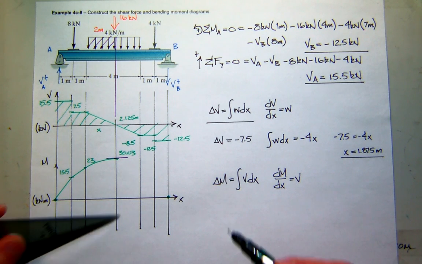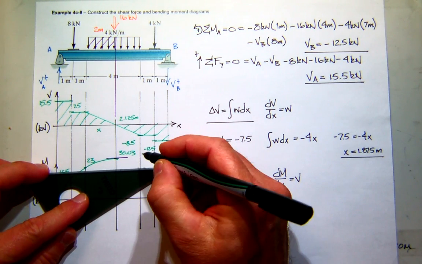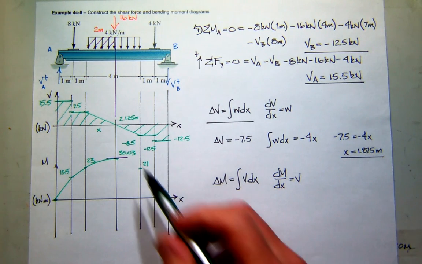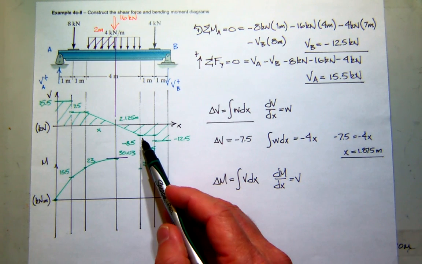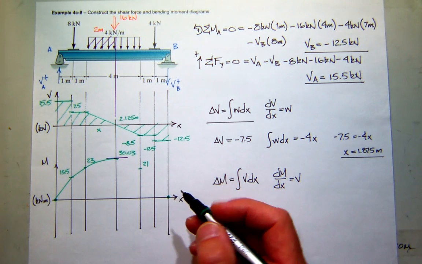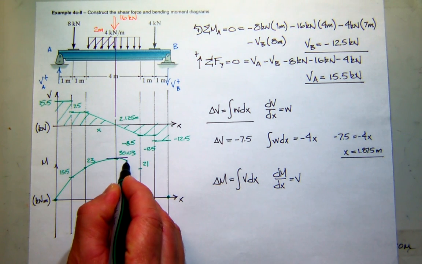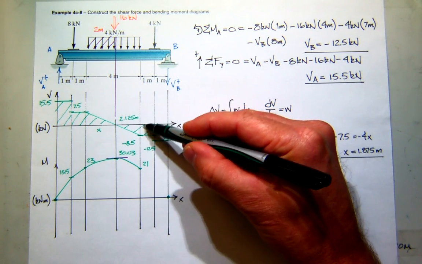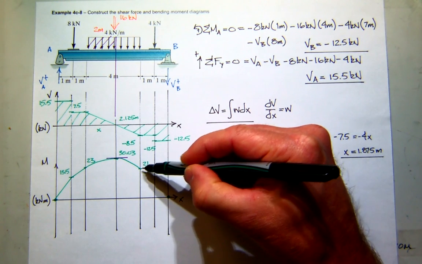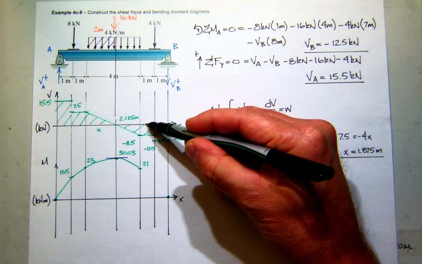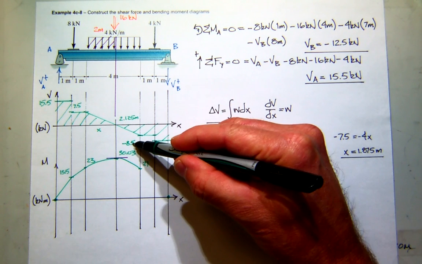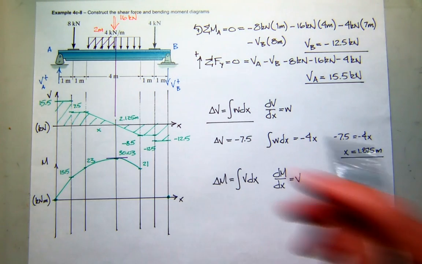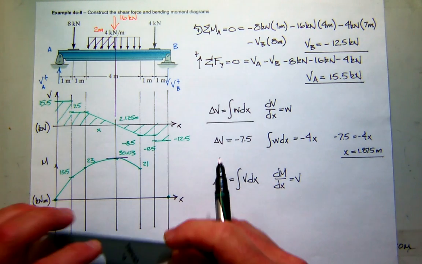Yes. Right there. 21. And that's going to start at 0 slope and get to a larger negative slope. So that's going to curve down. The change from 21 over the next meter is the area of this part of the curve, which is 1 times negative 8.5. So 21 minus 8.5 is 12.5.